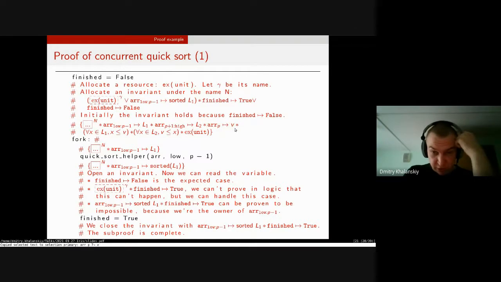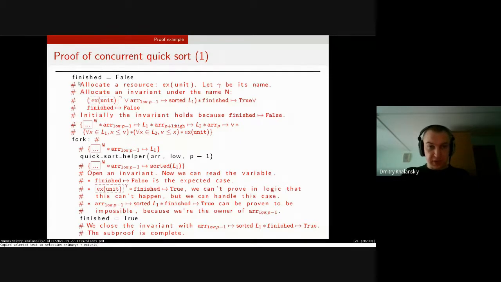The partitioning value is B. We know how these values in these two lists relate to B. And here are the two things that we did not yet see in a proof. Here's some invariant, and here is some resource of ownership.